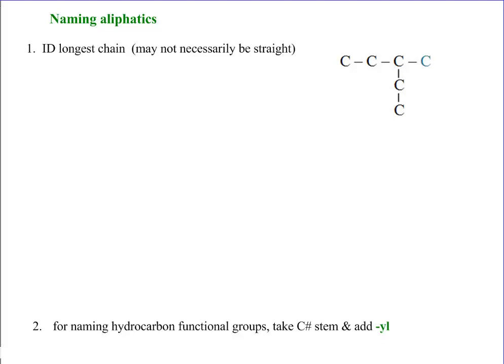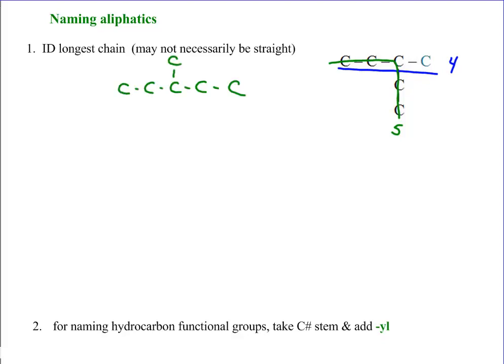So let's look at how to name one. First thing we need to do is identify the longest chain, and the longest chain may not necessarily be straight. So if we take a look at this particular carbon, if we go this chain here, we have 1, 2, 3, 4 carbons this way with 2 hanging off the end. But if we look at it this way, we have 1, 2, 3, 4, 5 carbons. So the green line represents the longest chain, even though it's bent. And so if you want to straighten it out to make it easier to identify, it will look like this.